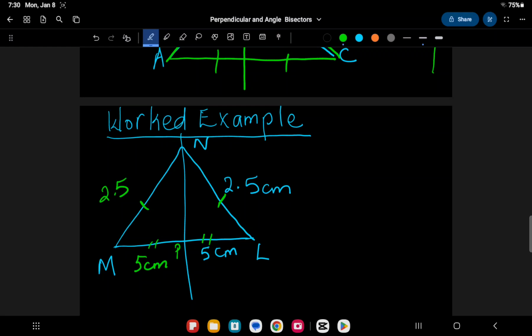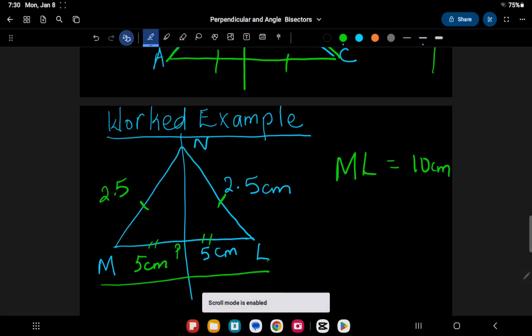I'll ask this question: what is ML? So we know MP is 5. We know PL is also 5. So what is ML? Yeah, 5 plus 5, that gives us 10 centimeters. Good.